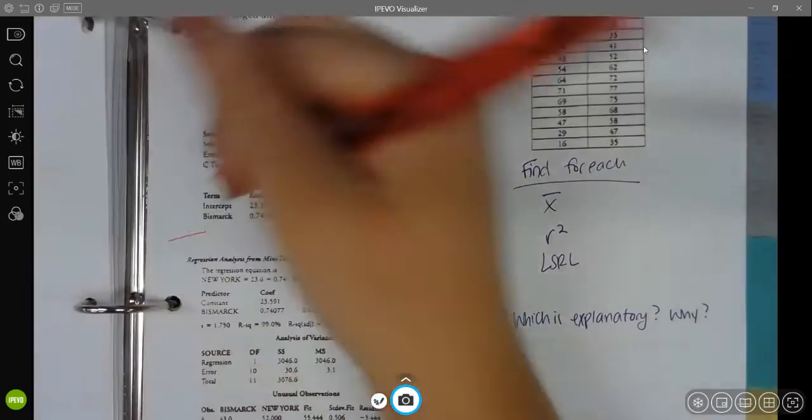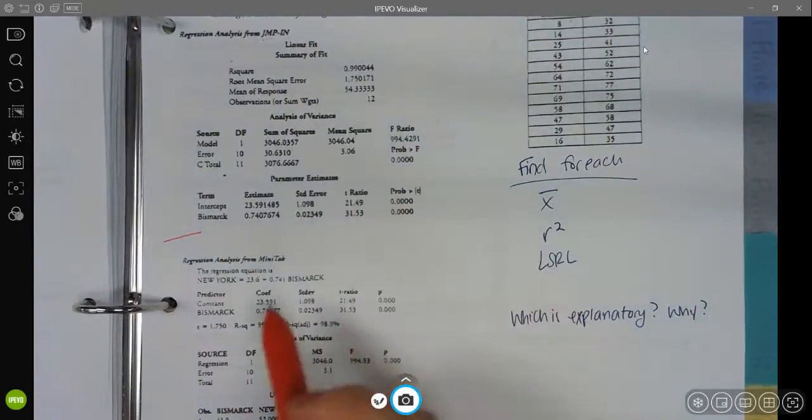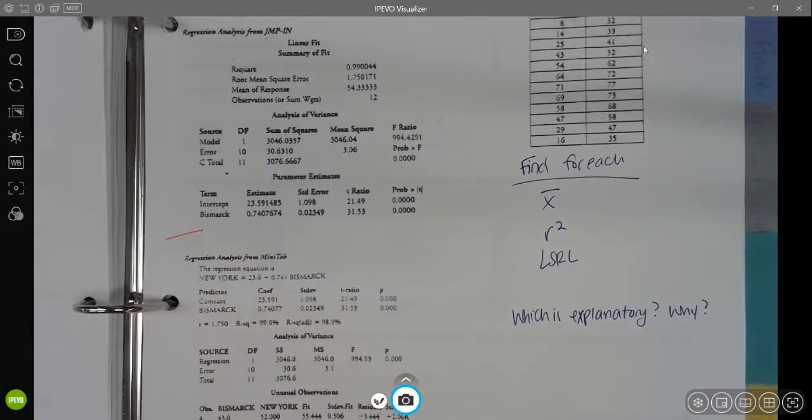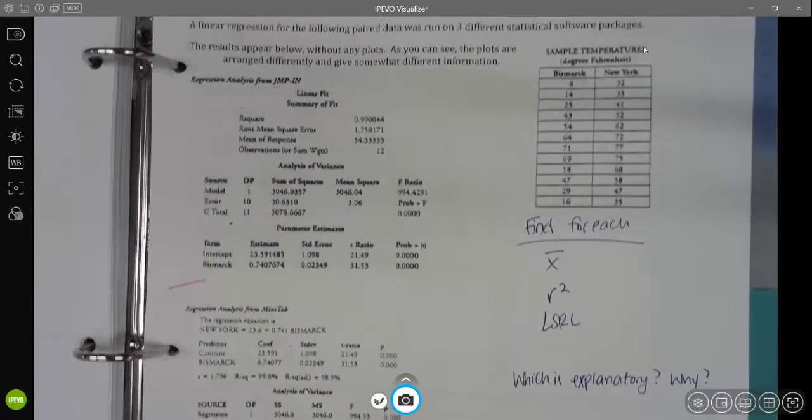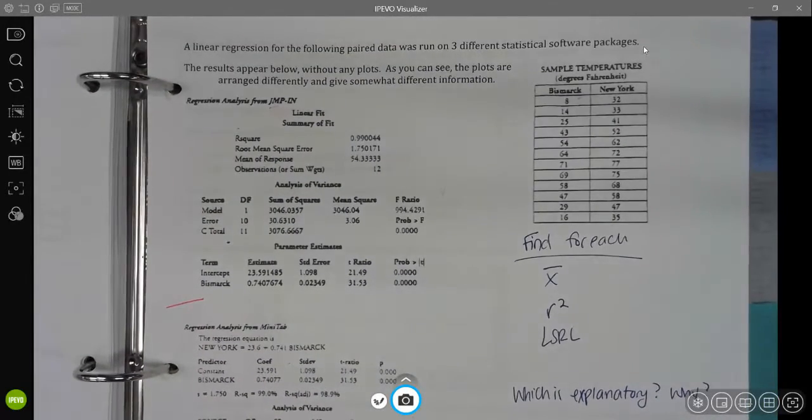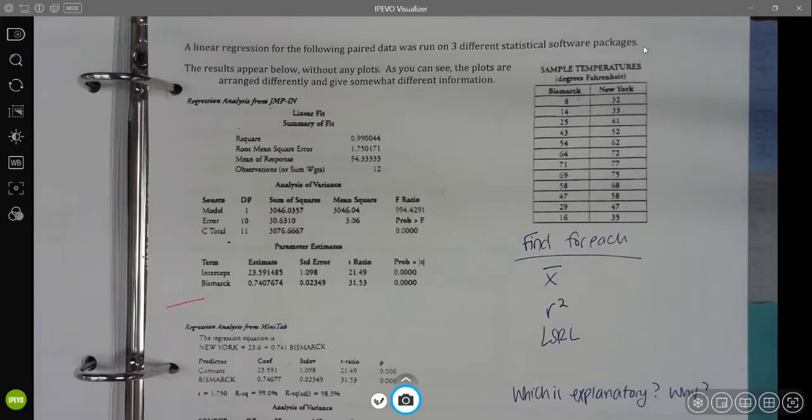We have JMP, which is here. We have Minitab, and we have DataDesk. Okay, so we have 3 different outputs here. And basically, what you might be asked to do is look at an output and find the information that you need. Okay, so I did put the data points over here.